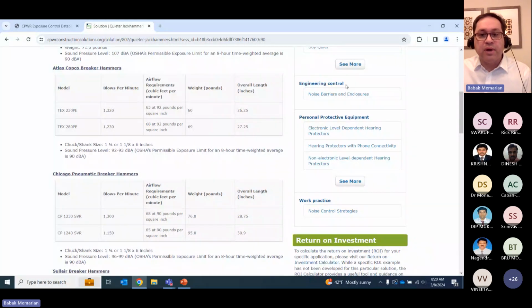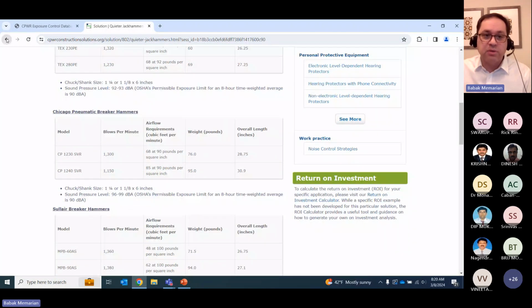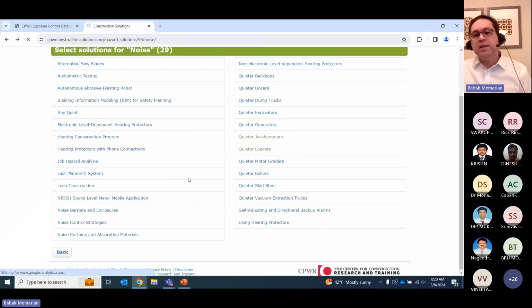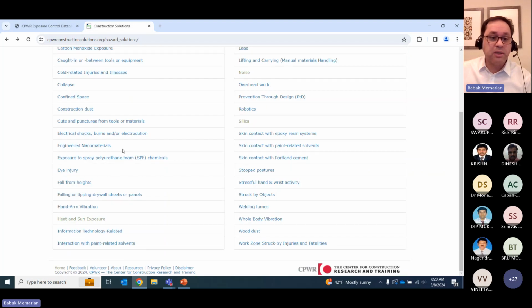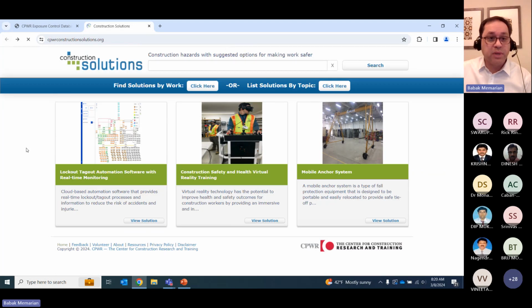And also we have provided other related solutions for the same topic so that you can go and use. This is the way our construction solutions database works. Again, we have a long list of solutions, over 350 of them. So for a wide range of topics, you can go and search, and based on the need of your project, you can pick up some solutions and some information that you need.